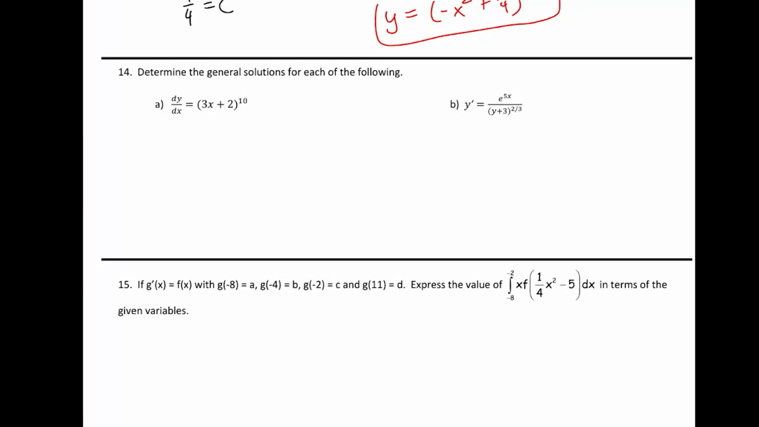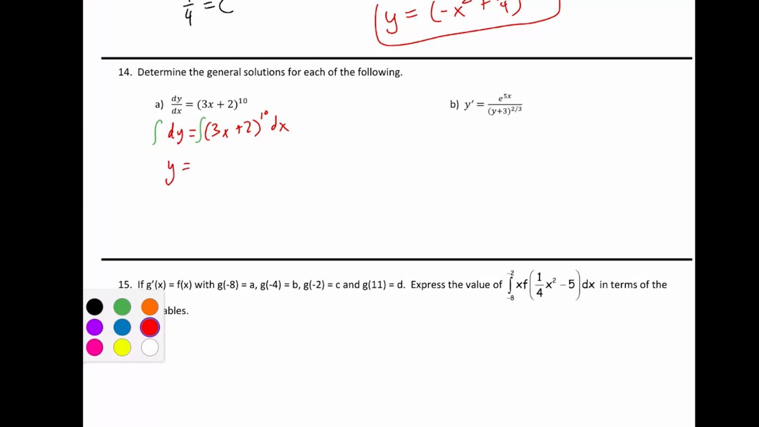So 14a, we've got dy over dx equals (3x plus 2) to the power of 10. Now, because we do not have an x here or a y, we don't really have to separate the variables, but you could. I mean, if it just makes you feel a little better, we can do dy equals (3x plus 2) to the 10th dx, but you really don't need to, but that's fine. So now we're going to integrate both sides. And so the integral of dy is just going to be y.